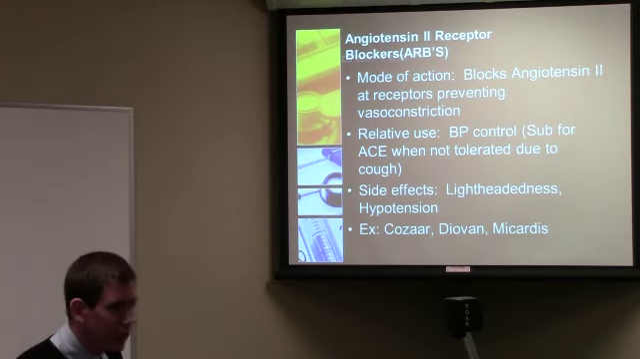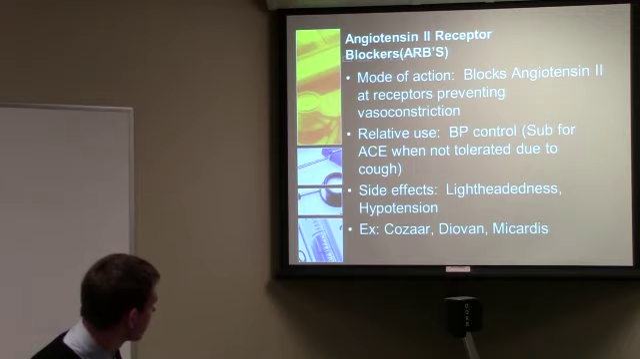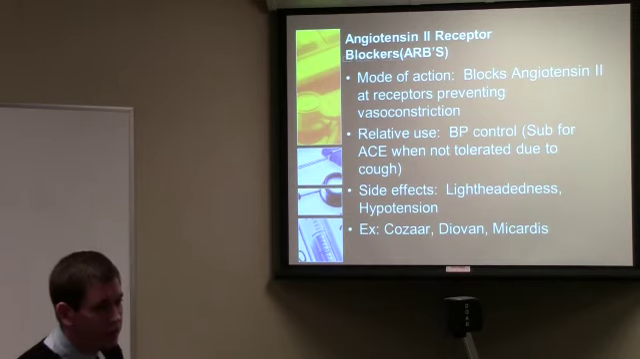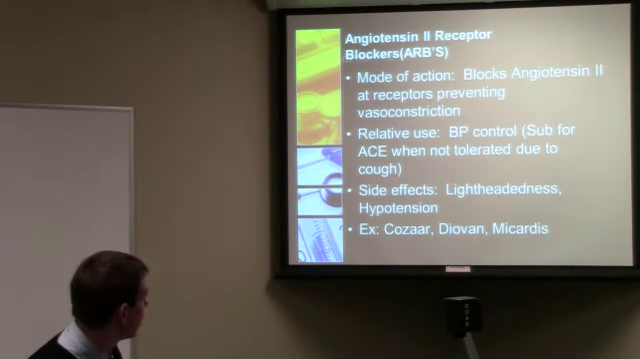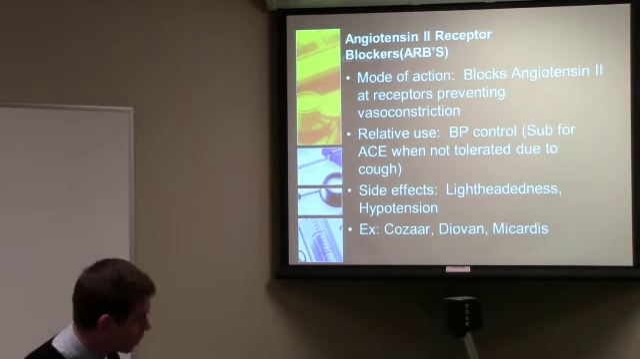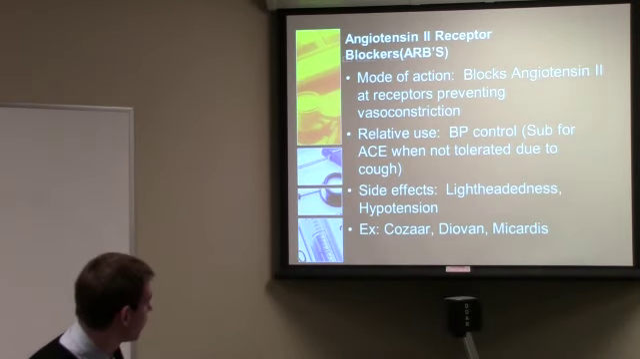The use is the same as with ACE inhibitors, blood pressure control, and it's substituted when patients cannot tolerate ACE inhibitors. Side effects, nothing new here. Potential for orthostatic hypotension. Some examples of ARBs: Cozaar, Diovan, Micardis. Become familiar with those.